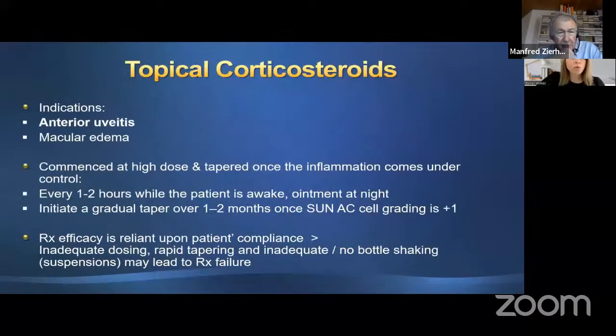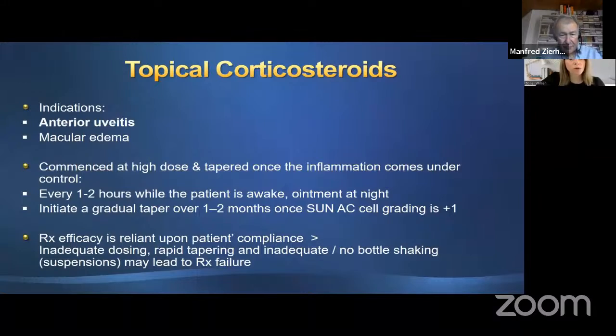So, when should we offer our patient topical corticosteroids? The main indication is, of course, anterior uveitis, but we may also offer this treatment for cases with macular edema. Treatment should be commenced at high dose and tapered once the inflammation comes under control. We should give this treatment every 1 to 2 hours while the patient is awake for cases with moderate to severe inflammation, and I also ask my patients to use ointment at night.